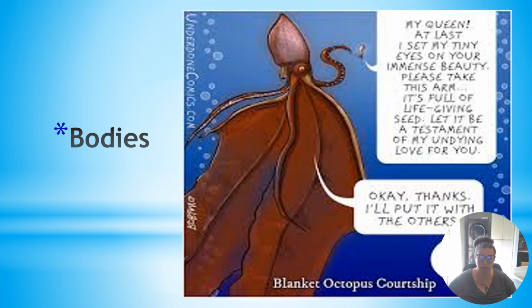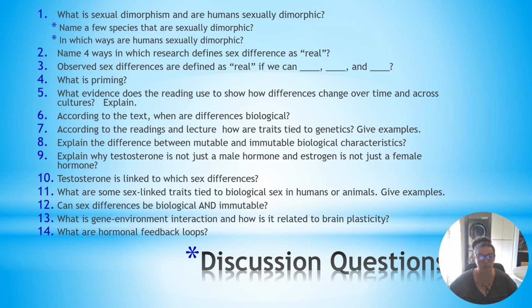Today we're going to talk about bodies. Here you see an example of a blanket octopus. One of the most interesting sexually dimorphic animals is the blanket octopus, and we'll use them as an example throughout this lecture.